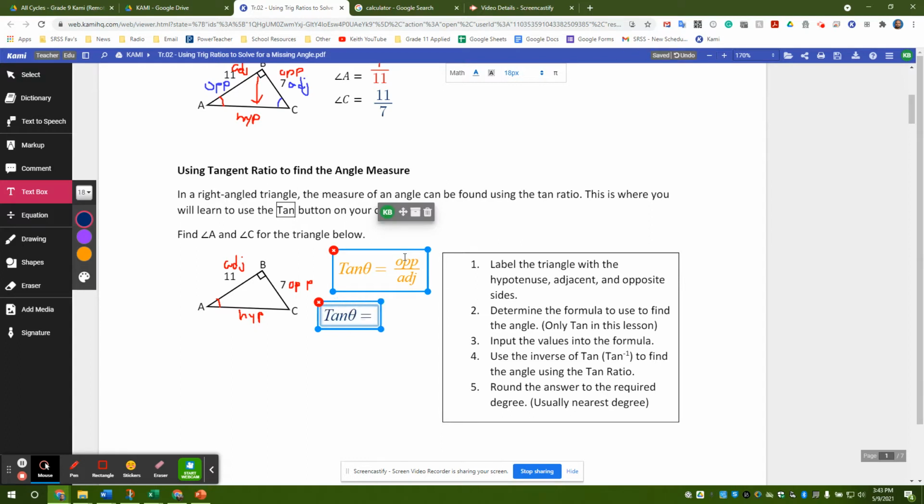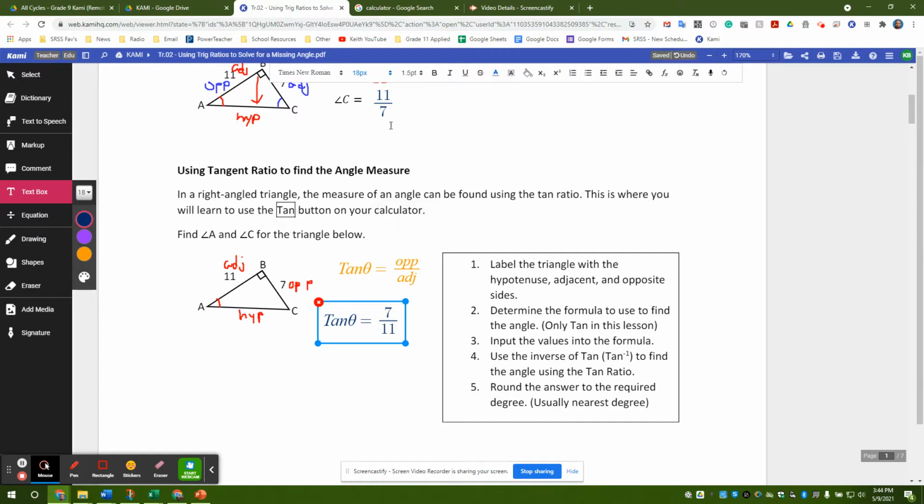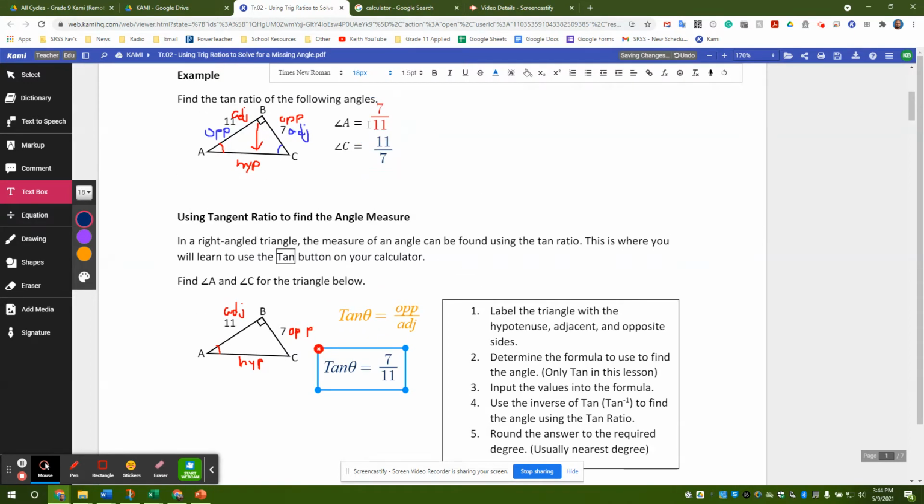Tan of theta is going to equal the opposite, which is 7, over 11. Now, if you look at this here, you're going to notice that this is that same ratio that we found up here for A. Okay, it's that exact same thing. That's our tan ratio.